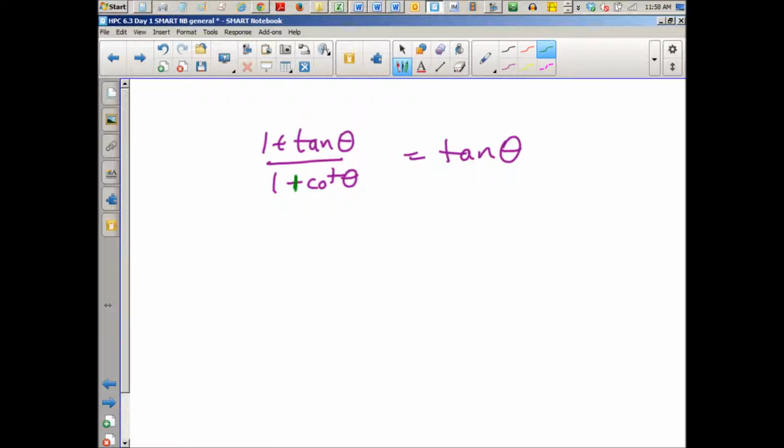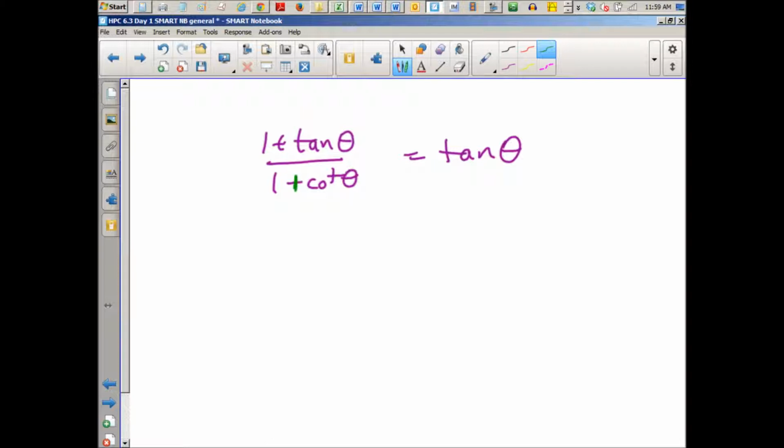And if you do that, you will find that you really are dealing with tan theta. It's just a very messy version of tan theta is all this is. The messier one side is, the more steps it takes to get it down to what it looks like on the other side. So it's just like doing proofs in geometry.